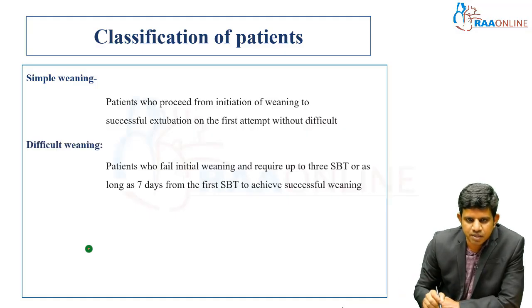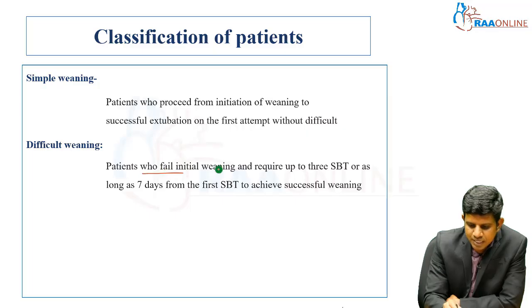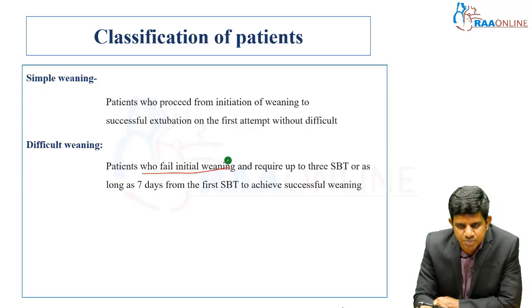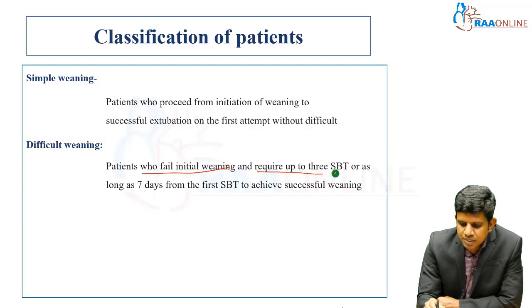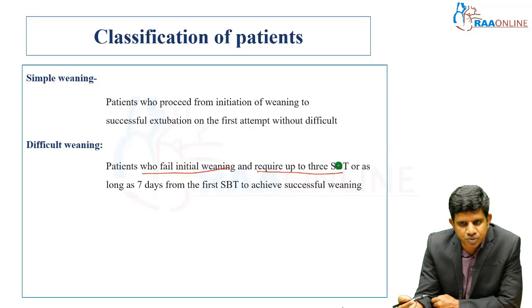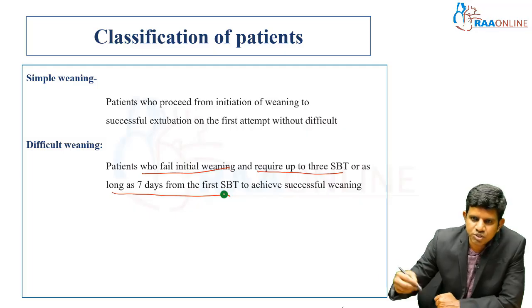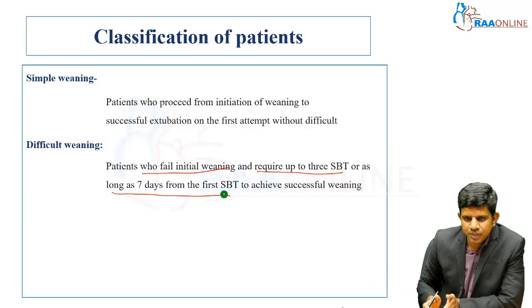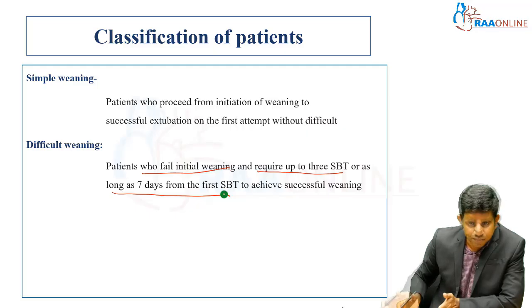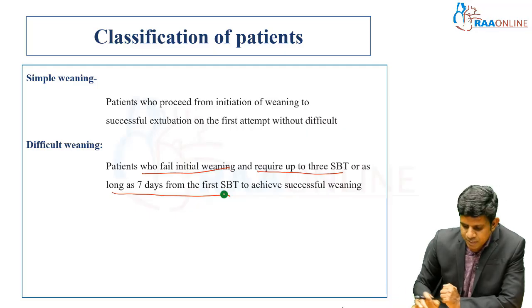Difficult weaning means the patient failed the initial weaning attempt. I tried an SBT and the patient didn't tolerate it. This is a failed SBT. Then the patient requires up to 3 SBTs, or as long as 7 days from the first SBT, to achieve successful weaning. If the patient took 7 days to extubation from the first SBT, or required 3 SBTs to successful extubation after the first one, it comes under difficult weaning.